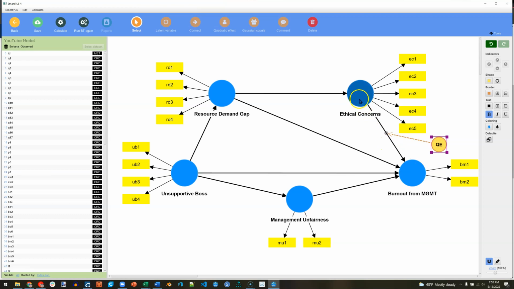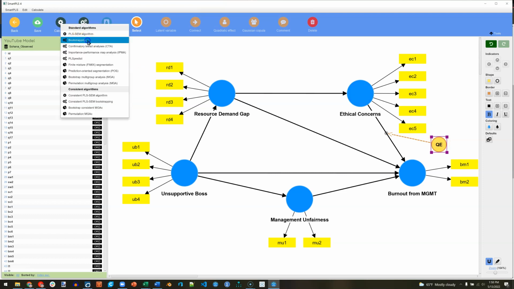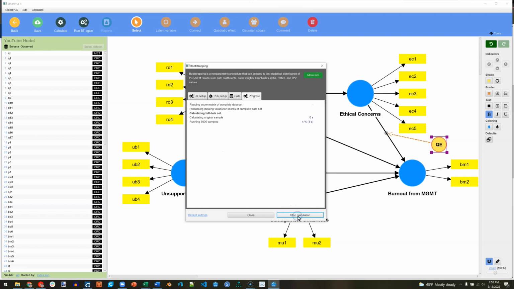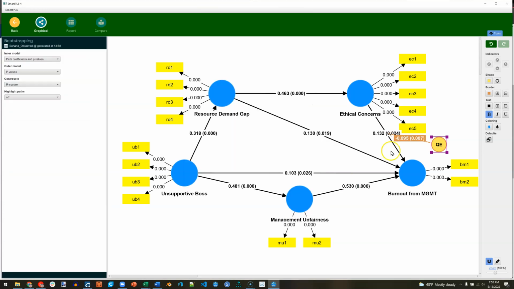where ethical concerns is the predictor and burnout from management is the outcome. And so it will estimate both the linear beta and the quadratic coefficient. Let's do this. I'm going to run a bootstrap start. And we can see that this nonlinear effect is actually statistically significant at 0.05 alpha level. There's a negative curvilinear relationship, but the linear relationship is also statistically significant.